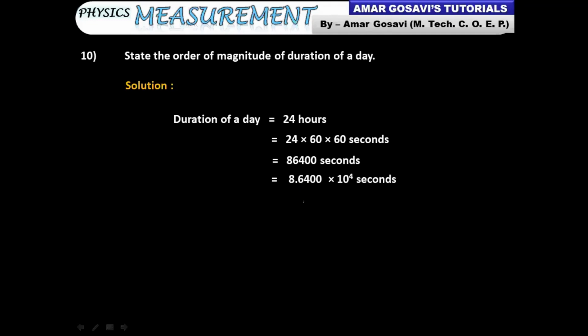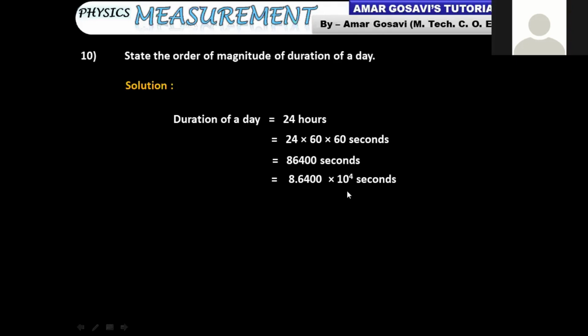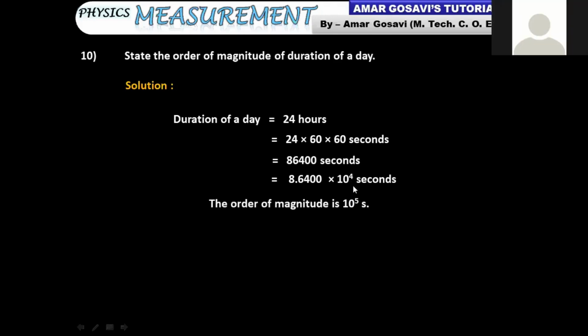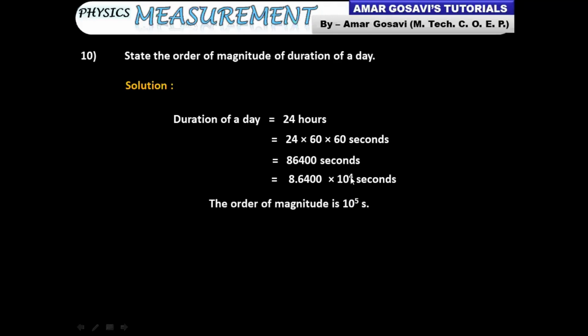So what will be the order then? Whether it will be 10 raised to 4 or we have to add 1 over here? Any one of you can tell me whether we are supposed to add 1? We should add 1. Exactly. So what will be the order? Exactly. The order will be 10 raised to 5, because you have to add 1 to 4. 4 plus 1 will become 5. This is the order of the magnitude of the duration of day.